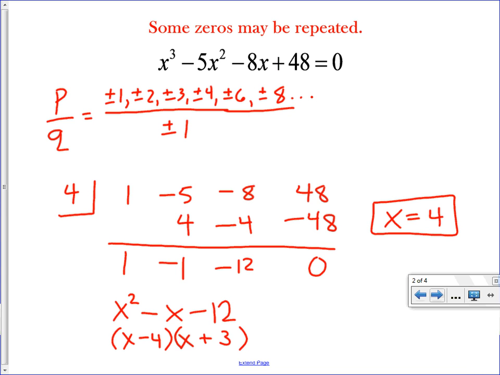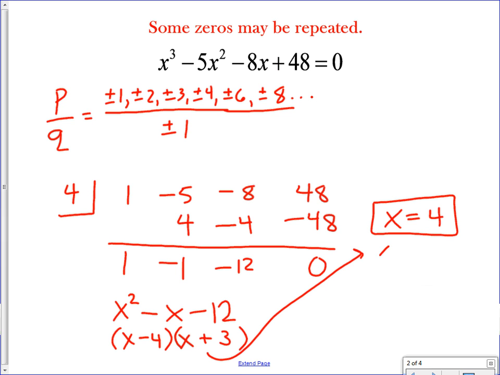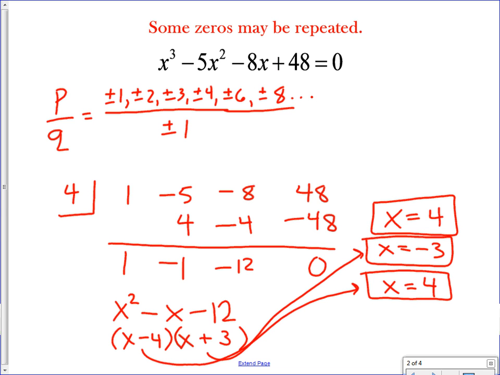So now we're going to come over here and fill in the rest of our zeros since we can see what they are. One of them is going to be x equals negative 3. Put a box around that. And the other one is going to be another x equals positive 4. So you notice that 4 that we got from synthetic division, and there's another 4 that we got from after factoring, has to count twice in order for the fundamental theorem of algebra to be true, right? We were expecting 3 answers, and technically we did get 3 answers because we're going to count that 4 twice.